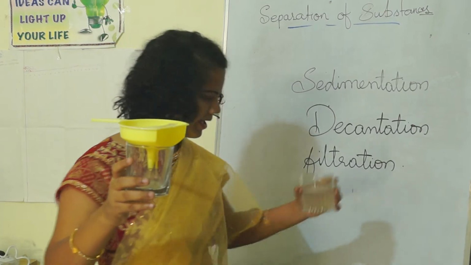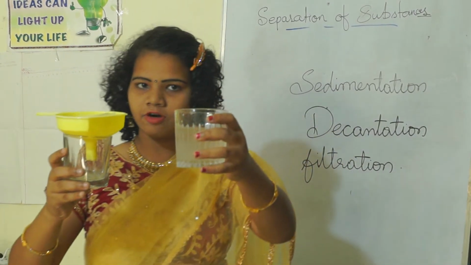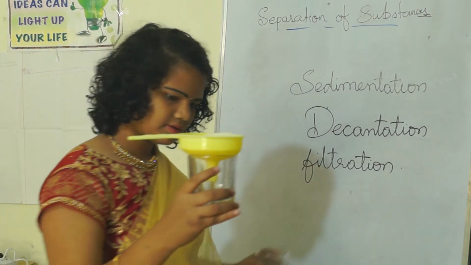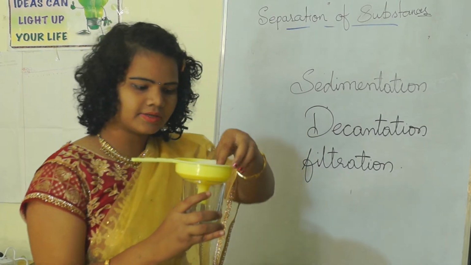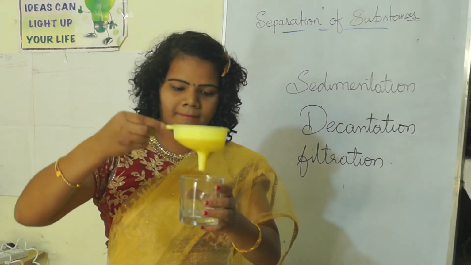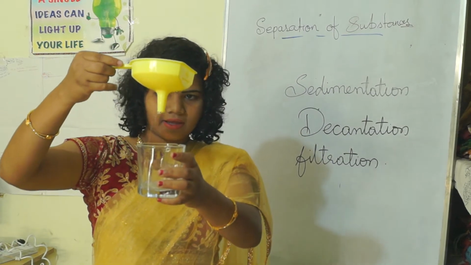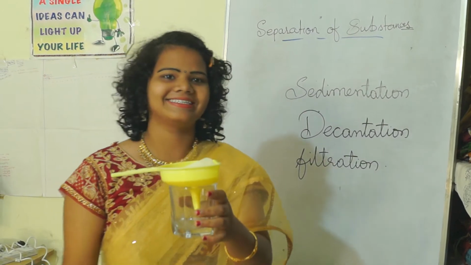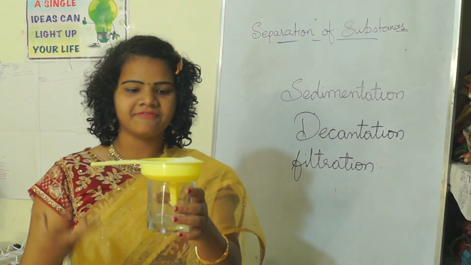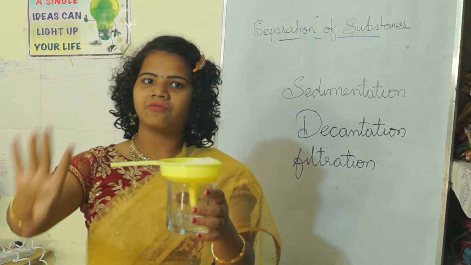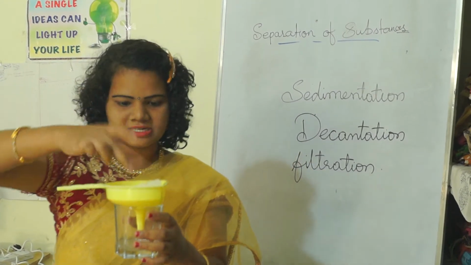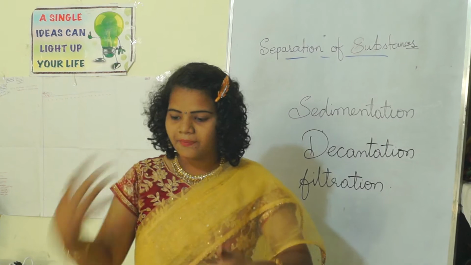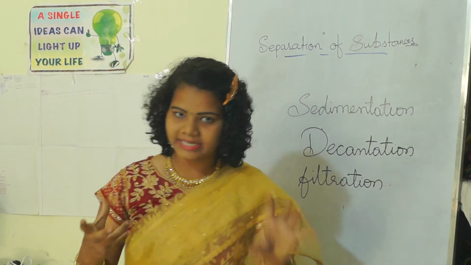Now here I have the decanted water. Add some water, and here you can see the water is falling drop by drop. So I got filtered water at last. This is the process of filtration, where we get fresh and purified water. The best example for filtration is the separation of tea from the tea leaves.